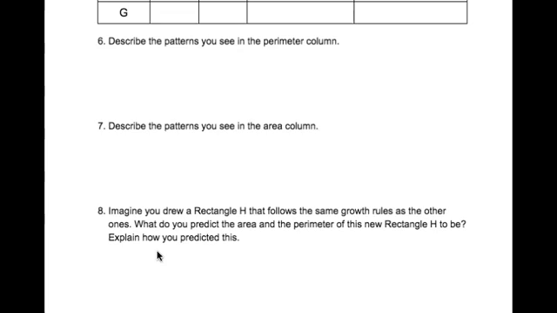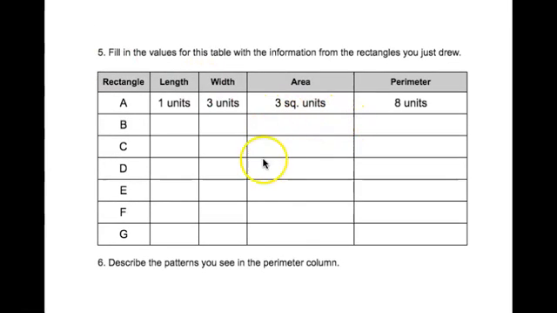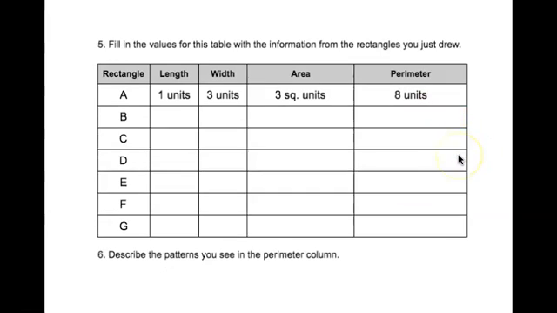Next, you're going to answer some questions. What are some patterns you see in the perimeter column? What patterns do you see in the area? So you just take a look at the area and the perimeter, and what do you notice that happens to the area and perimeter as your rectangle gets larger?